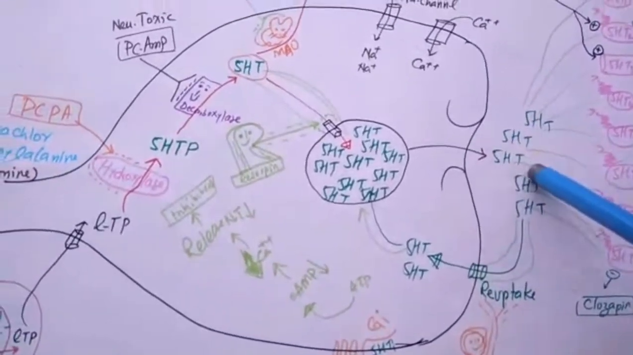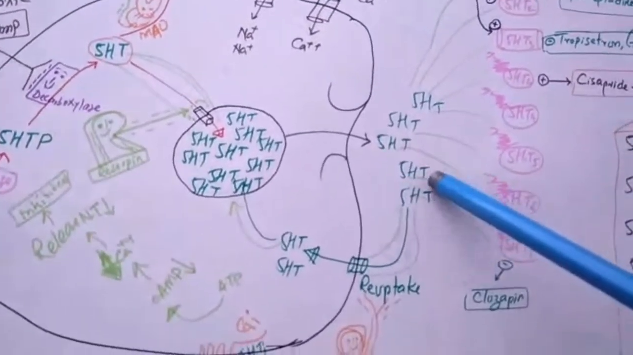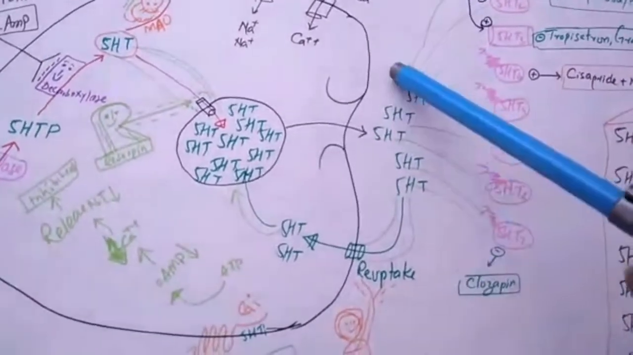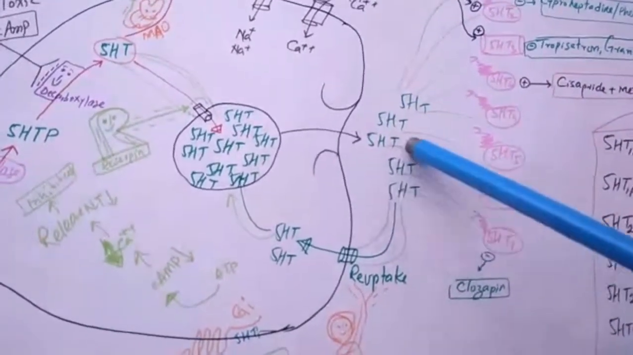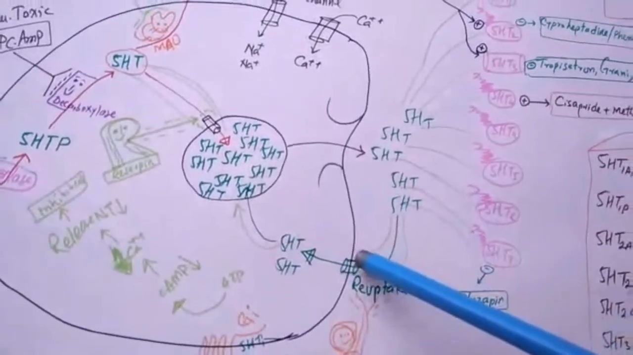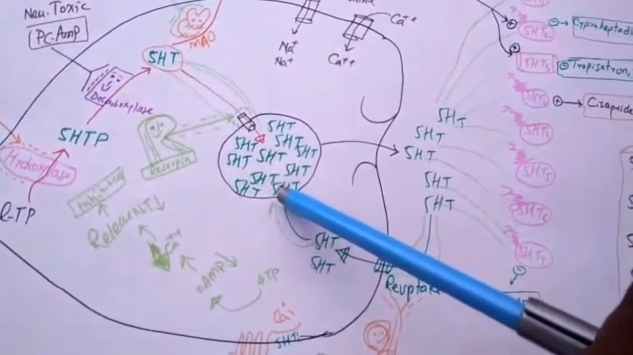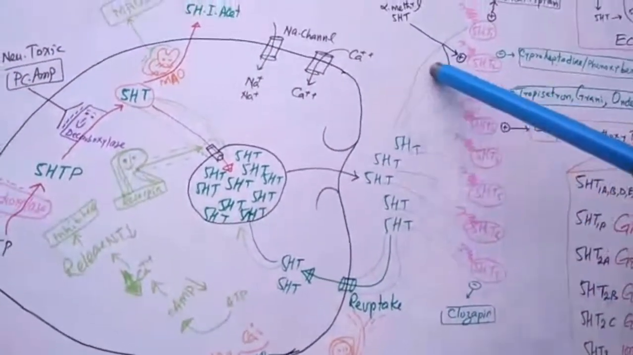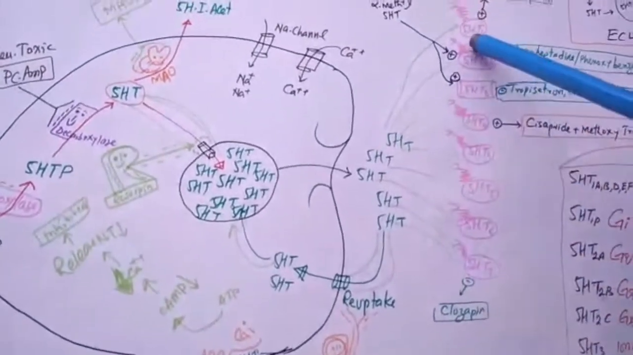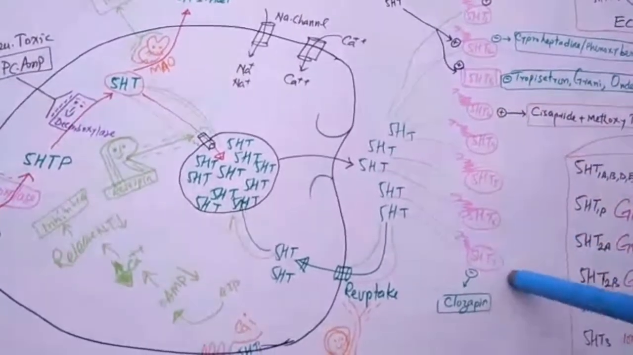Once the neurotransmitters are released, they are metabolized by various types of enzymes in the synaptic cleft. They can be reuptaken by this transport mechanism again into the cytoplasm, and again they get stored here, and they react with their respective receptors. These are 5-HT1, 5-HT2, 3, 4, 5, 6, 7.